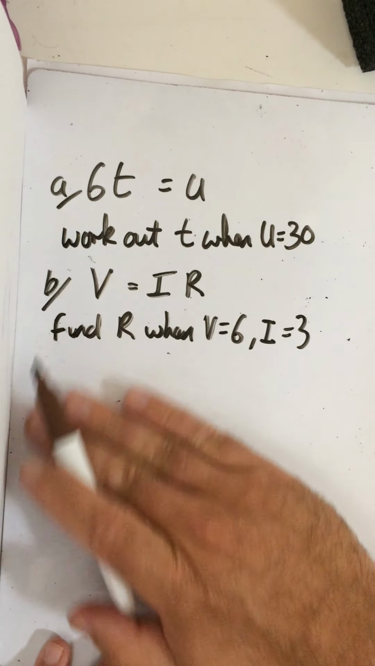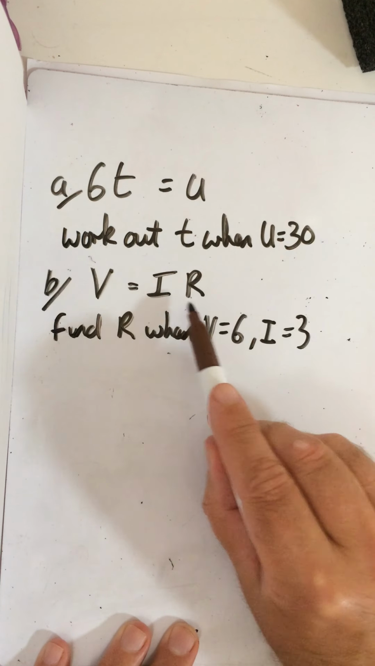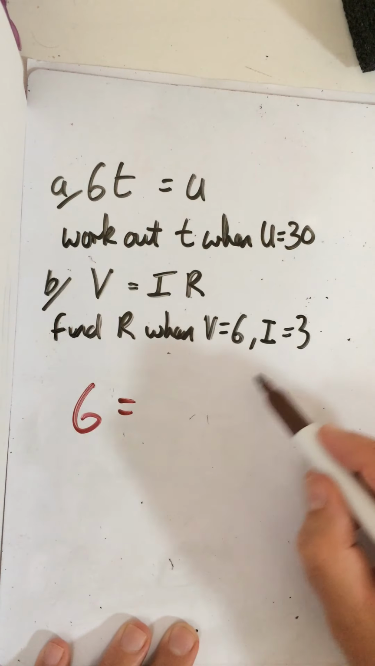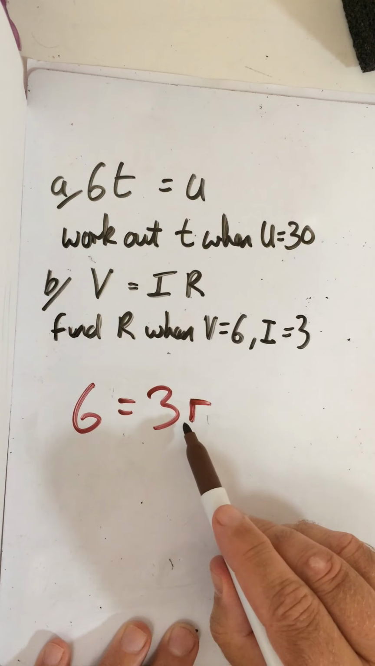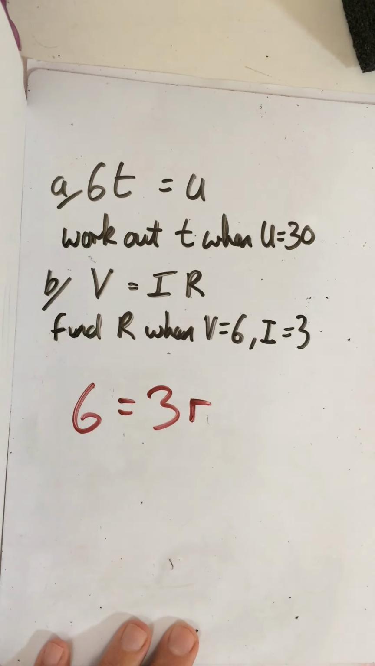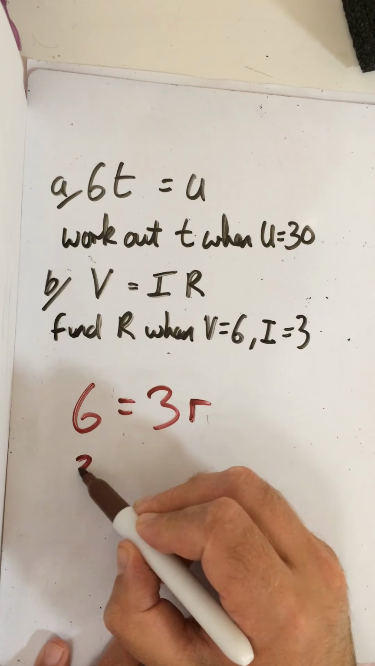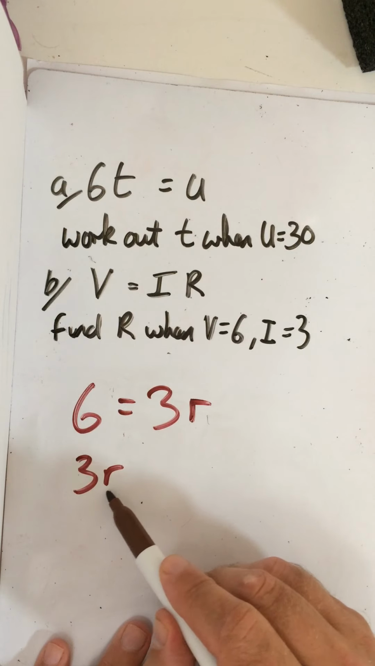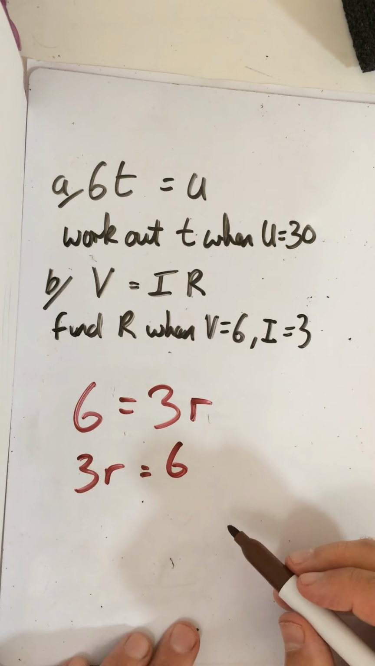Okay, let's have a look at B. So we've got V equals IR, so that's 6 equals 3R, and remember this is a times between them. Similar to the last question, really. I personally like to have the letter that I need to find on the left-hand side of the equation, but you don't have to do that.